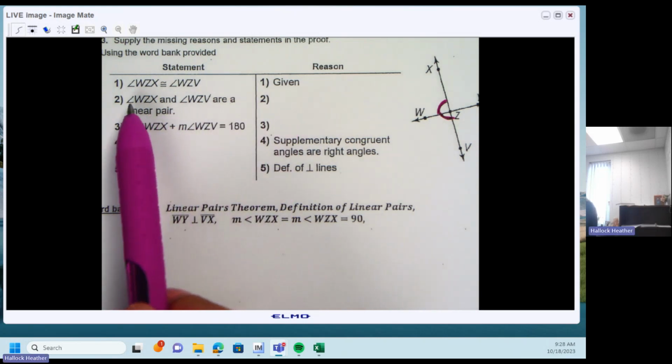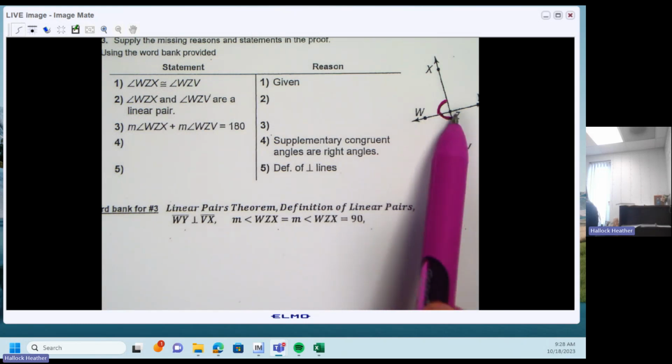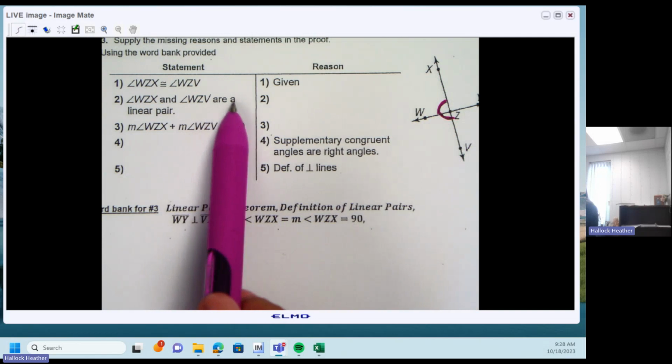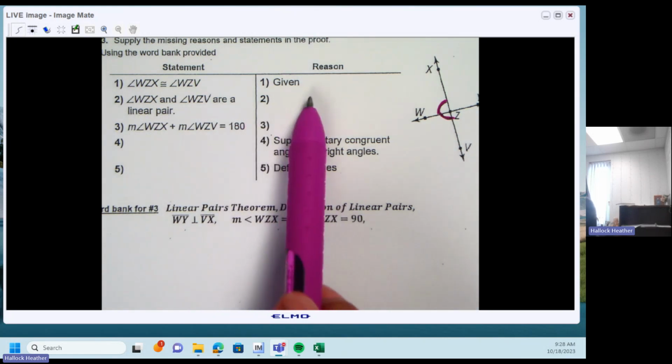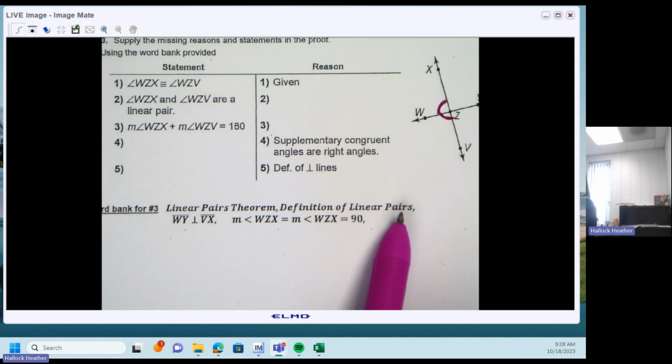And then the next part says WZX and WZV are a linear pair. So they're telling me they're a linear pair. So let me look at my options for my reasons. Remember, the reasons should always be words. So I have 2 reasons. I have linear pairs theorem, and I have definition of linear pairs.